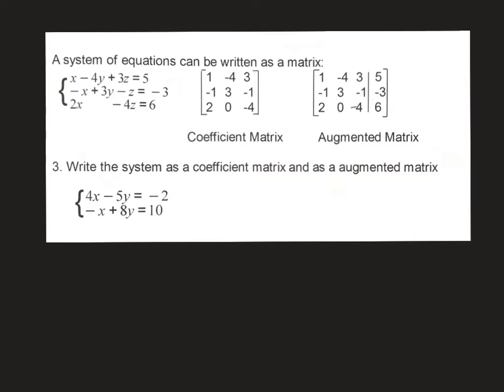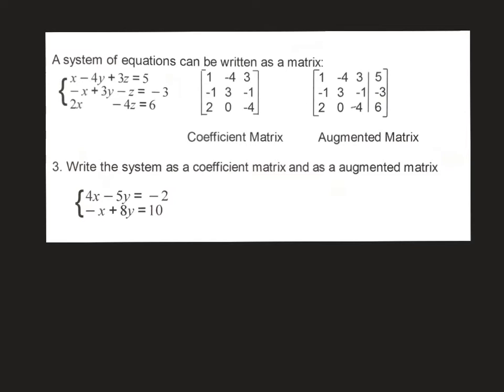So something that we can do with matrices is we can take a system of equations and we can turn it into a matrix. There are 2 main types of matrices that we can use. We can do what's called a coefficient matrix, which is simply just the coefficients of your equations. So it's just the numbers that are in front of your variables.